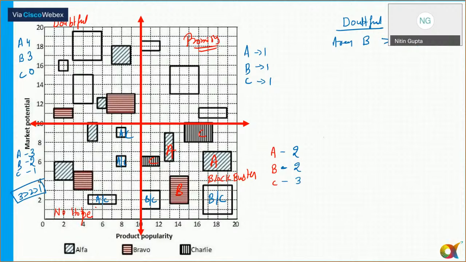Now, when it comes to the Bravo in the doubtful category, what are the different areas here? This area you can see is 3 into 3, so this area is equal to 9. This area is equal to 6. This area is equal to 1. And for Bravo, let me select some different color. What is the total area of the Bravo here? I can say this is 1 into 2, that is 2. And this area is 3 into 2, that is 6.